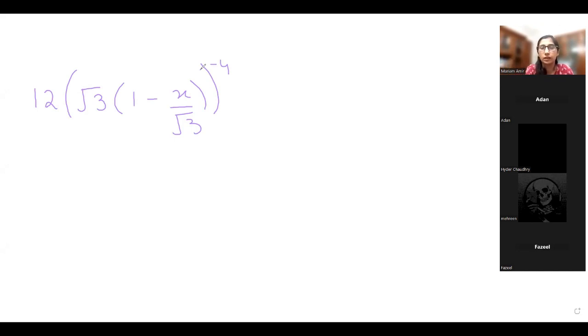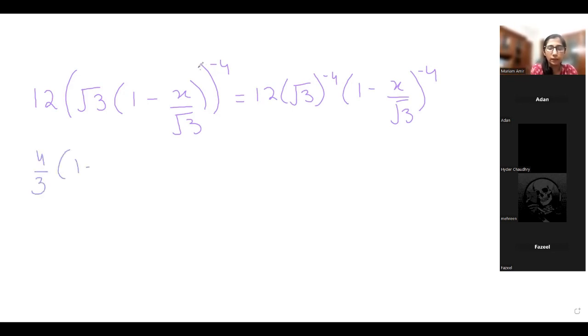Yes. All right. Now I'm going to split the power minus 4 onto square root of 3 and the other bracket. So we have 12 times square root of 3 power minus 4 and then 1 minus x upon square root of 3 power minus 4. Okay. So I'm going to enter 12 into bracket square root of 3 power minus 4. That gives me 4 upon 3. So we have 4 upon 3, 1 minus x upon square root of 3 power minus 4.